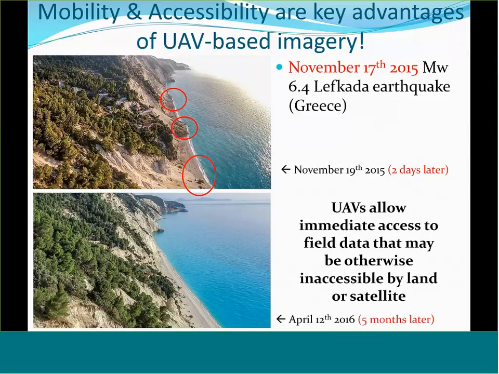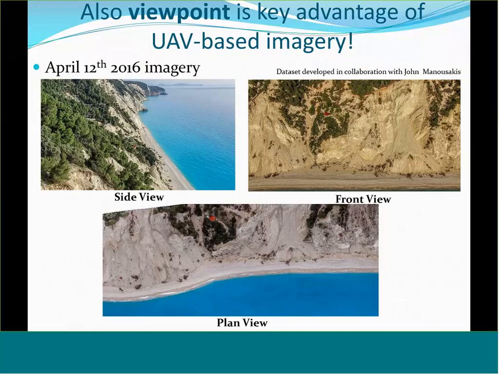And of course, if you were to visit the area now, you'd maybe get different conclusions. For example, if you're trying to estimate landslide volumes, you will probably get a different answer than if you do it 5 months later than if you do it 2 days later. So drones allow you this mobility and accessibility of sites, and that's one of the key attributes. The next slide highlights the other attribute that's very, very important for UAVs, which is viewpoint.